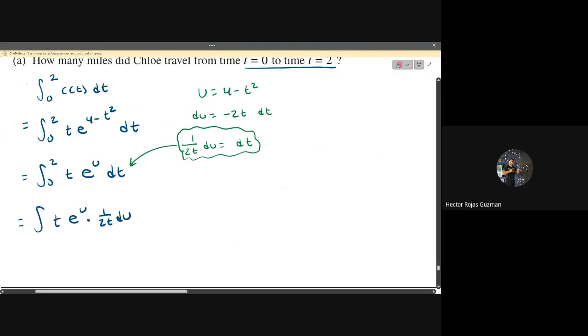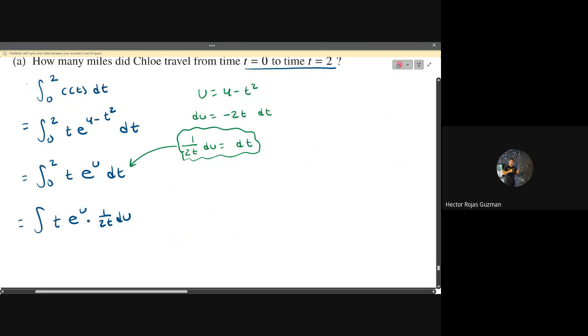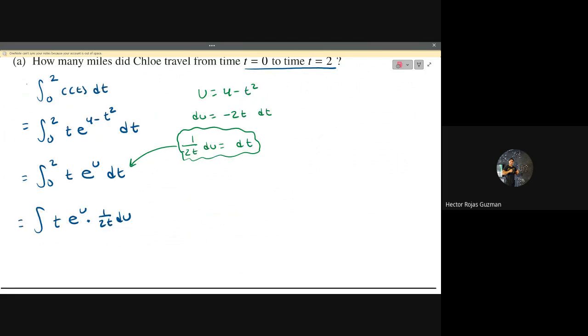Now, the other thing I'm going to do with u substitution is change my limits of integration. I don't want to have to go back to what I selected for u. So if I plug the 2 into the equation that I chose for u, I'm going to get 0. And if I plug in 0, I get 4 minus 0 squared, which is 4.